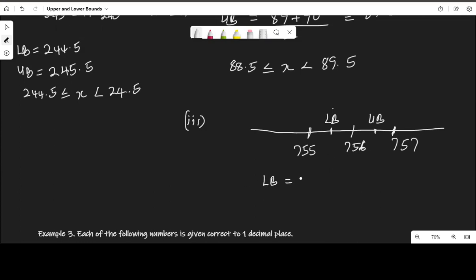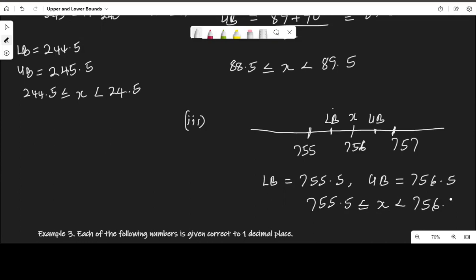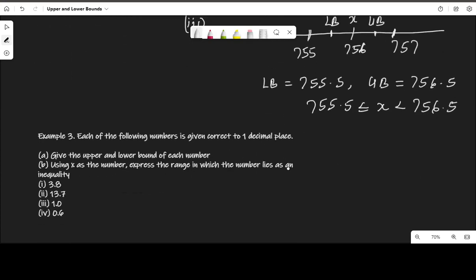It will be 755.5, while the upper bound is 756.5. Using inequality to represent that, 755.5 is less than or equal to x, as the number is x now, while x is less than 756.5. Okay, that brings us to the end of example number 2. Let's move on to example number 3.